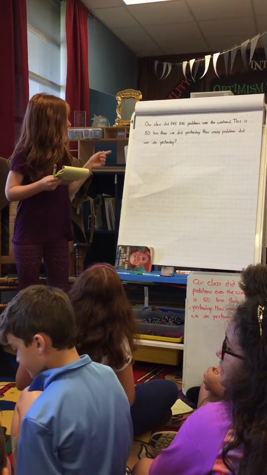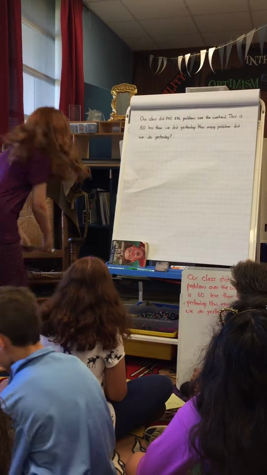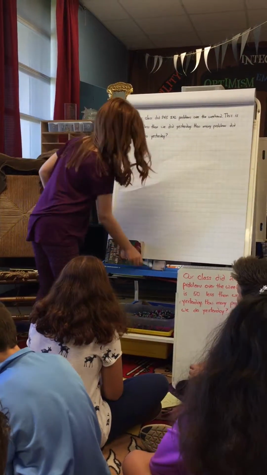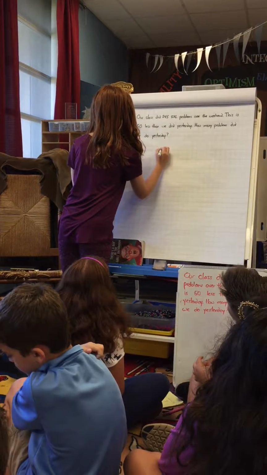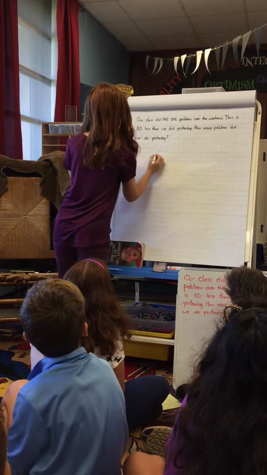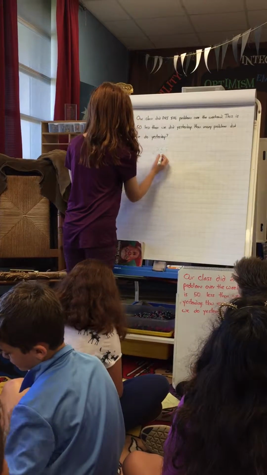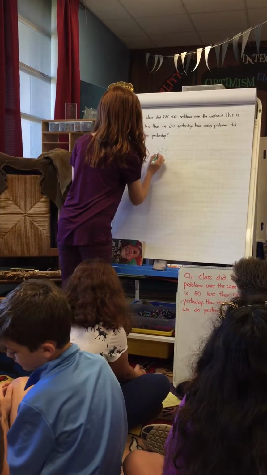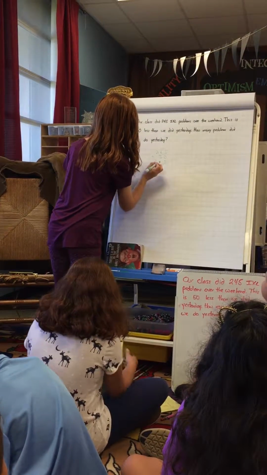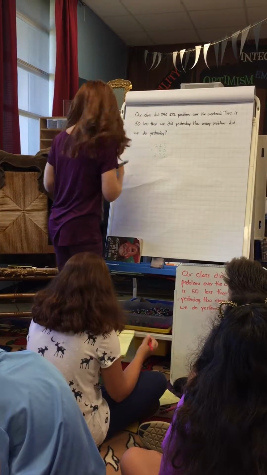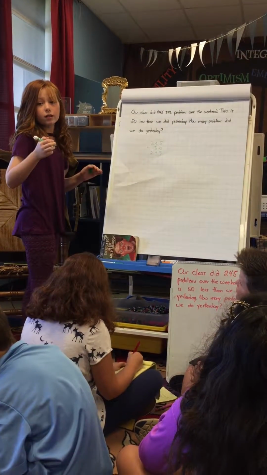So I added. Can I write with the marker? Okay. 245 plus 50: 5 plus 0 is 5, 4 plus 5 is 9, and 2 plus 0 is 2. So I think that we did 295 problems yesterday. Can I write the word answer too?